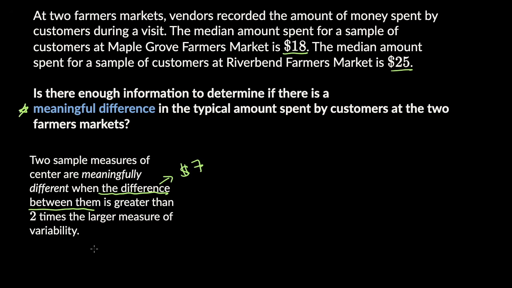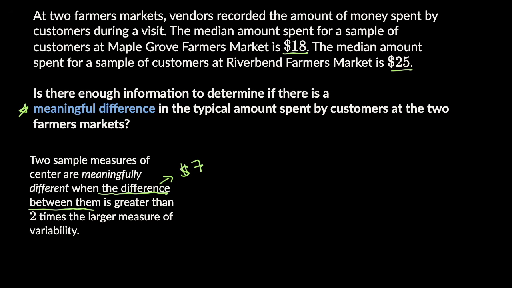Now here's where it gets a little bit tough. We don't have any measures of variability here. If we had access to the data, we could calculate the interquartile ranges and how wide they were, and we could use that as a measure of variability. But we don't have that. We just know the medians. We just know the measures of center. We don't have the measures of variability.